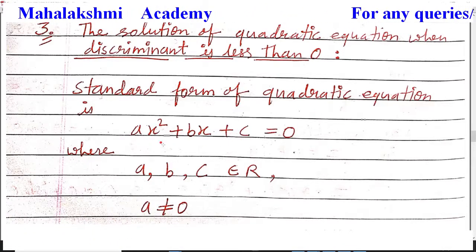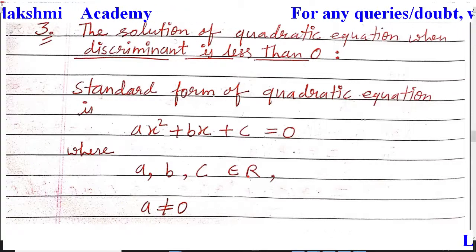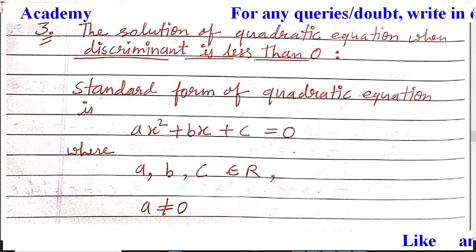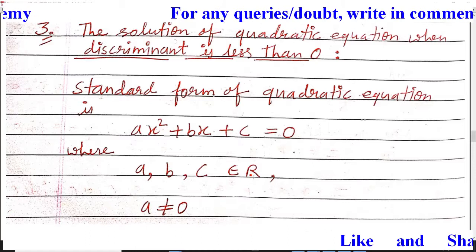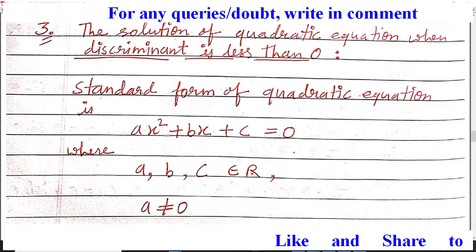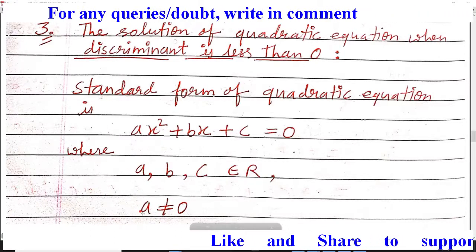Now what are a, b, c? They are going to be some real numbers. So a, b, c belong to R, where capital R is the real number set. And here a cannot be 0.